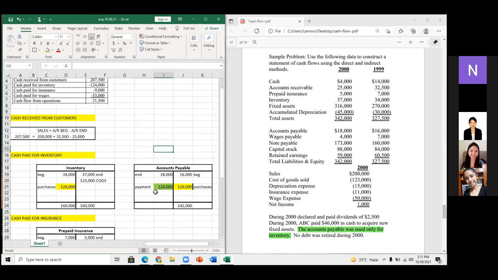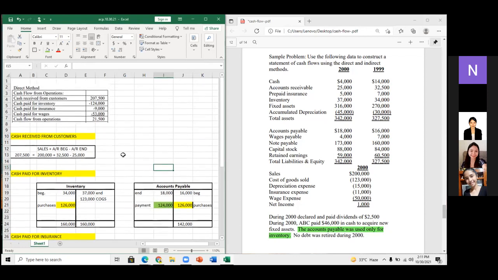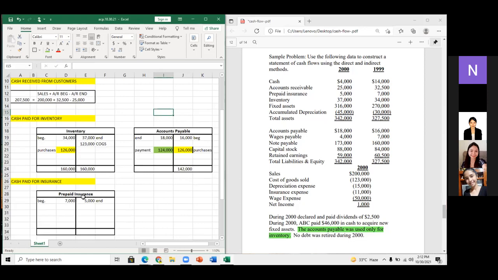So, yun. I assume na-gets nyo naman na. So, punta naman na tayo dun sa cash paid for insurance naman. Sa cash paid for insurance na negative 9,000. Paano ba nakuha yung 9,000 dito?